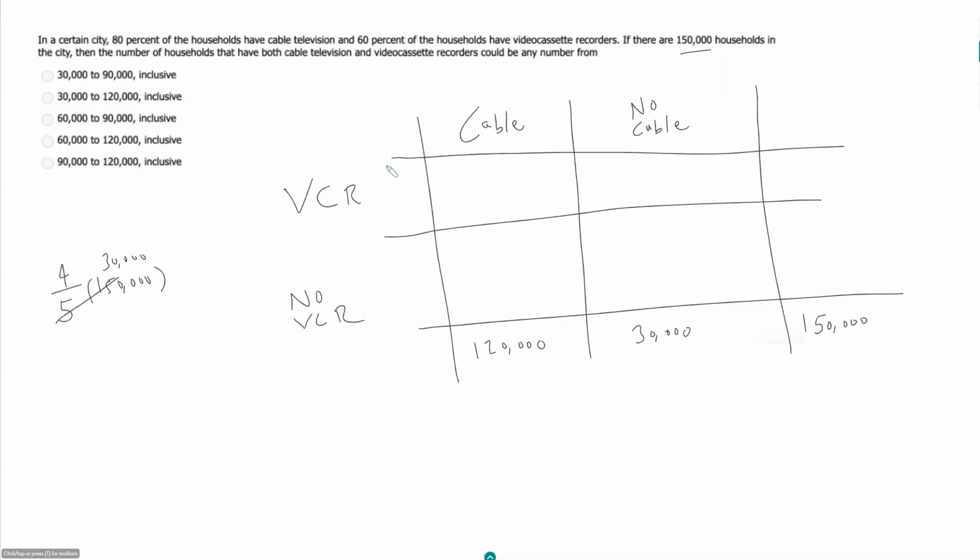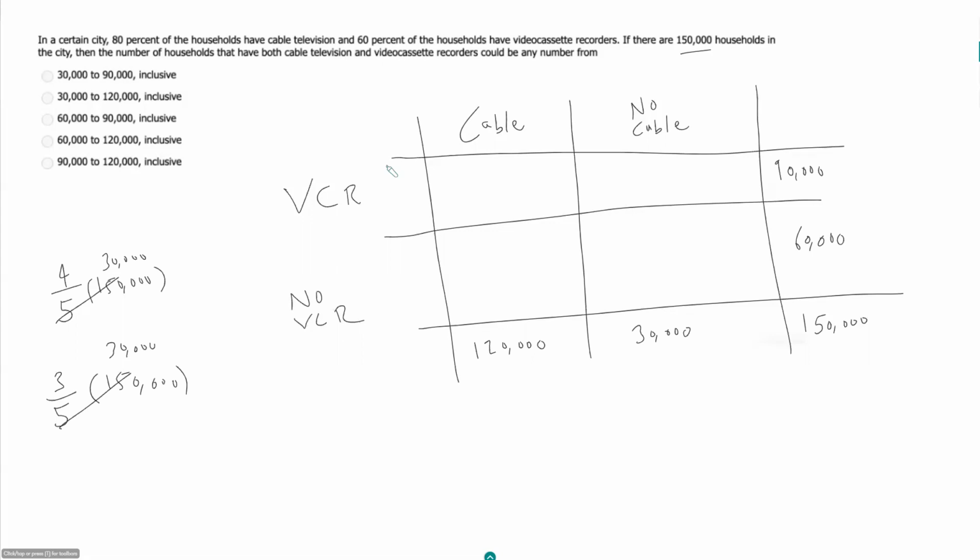60% have VCRs, so that is 3/5. Know your fifths. Absolutely. So 3/5 of 150,000 is 30,000. Sorry, 3 times 30,000 is 3/5 of 150,000. That's 90,000. Those are the people that have VCRs, which means 60,000 don't have VCRs.